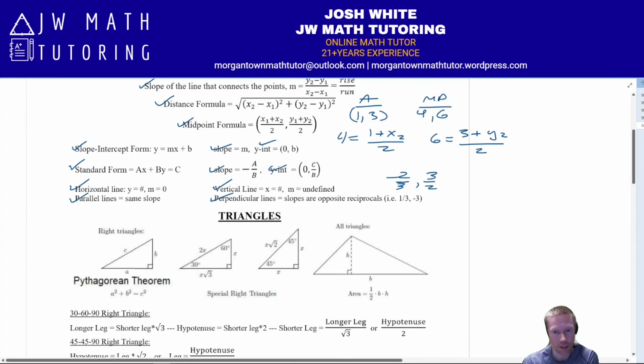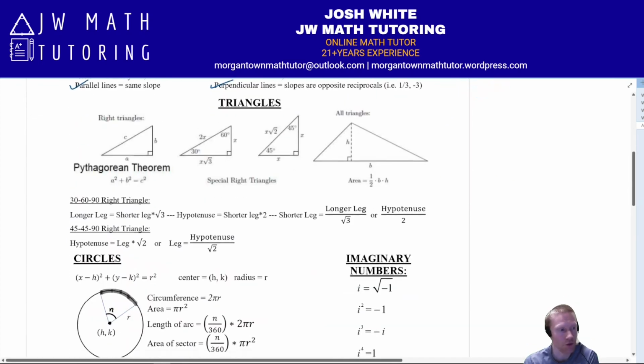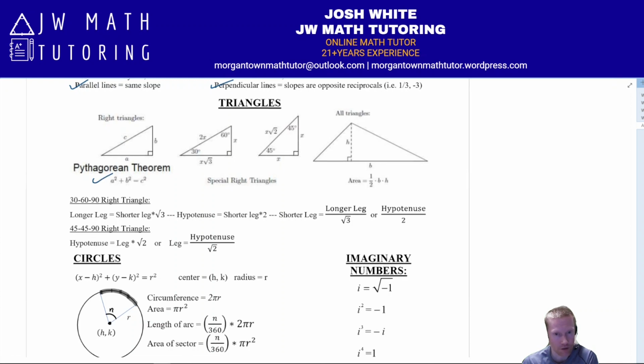Let's now start taking a look at some things related to triangles. So obviously, you should be familiar with the Pythagorean theorem, a squared plus b squared equals c squared. I mentioned this earlier, that the distance formula is just technically a rearranged version of this if you actually took the coordinates of all three vertices from a triangle here.